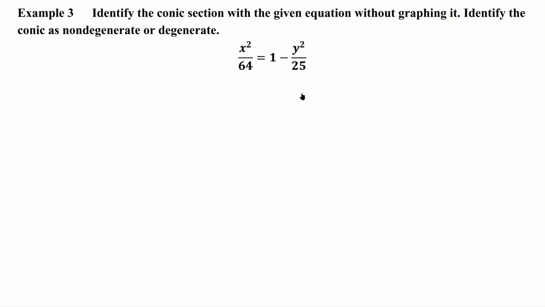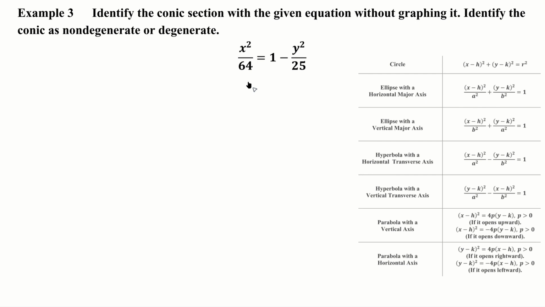All right, here's another one. See if you can tell what that is before you continue. All right, so we've done enough of these graphs where you should recognize this is probably going to be one of these 4 types. So we won't be able to tell until we move both the square terms to the left side. Okay, so we end up with x squared over 64 plus y squared over 25 equals 1, which we recognize very simply as an ellipse.